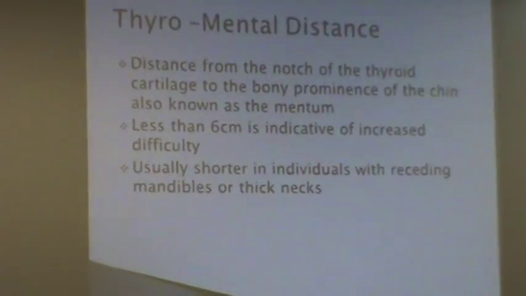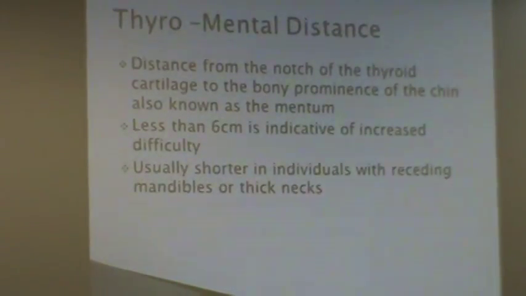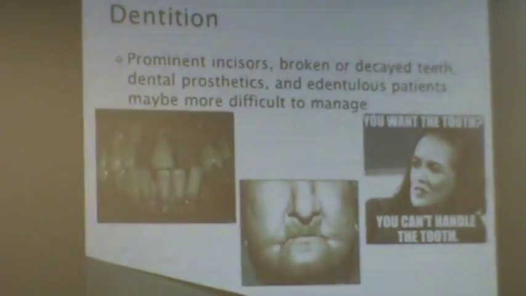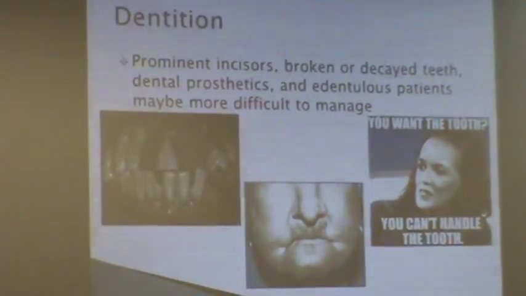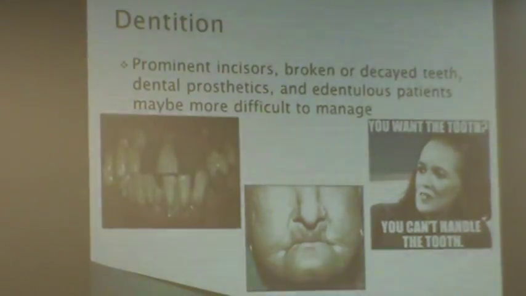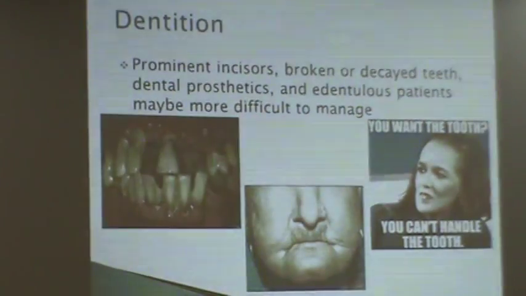So if you don't see much of a chin, or you see a big burly neck, then you might have an indication that you may have difficulty. We also look at dentition. I'm sure we've all seen some of these mouths before. Some we want them not in our memory anymore. But you want to look for prominent incisors like that lady on the right, severe broken or decayed teeth, dental prosthetics like dentures.